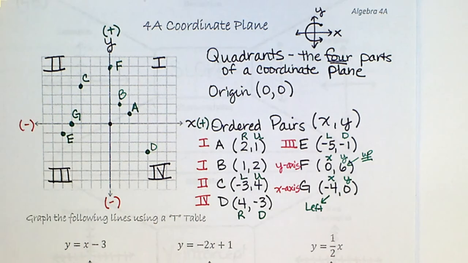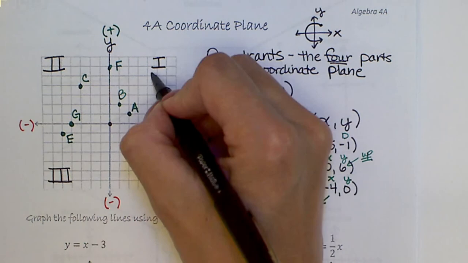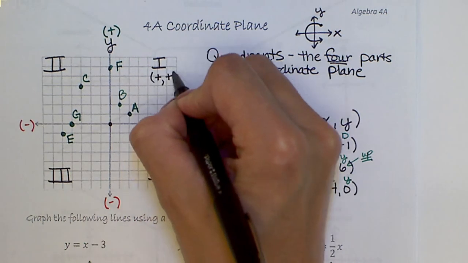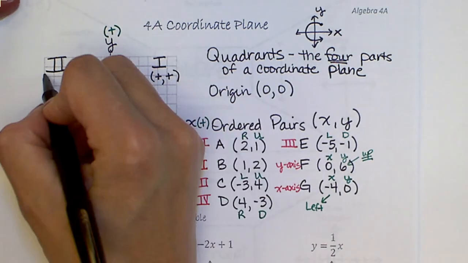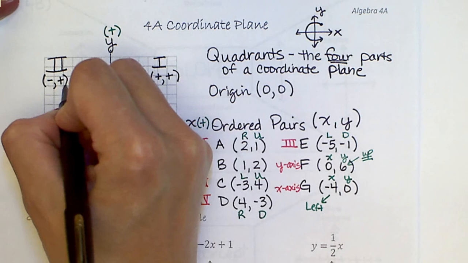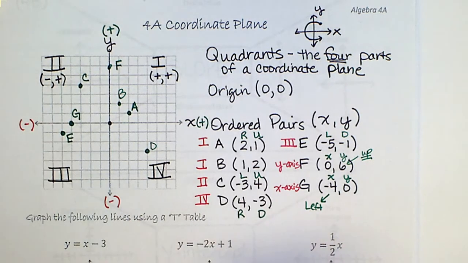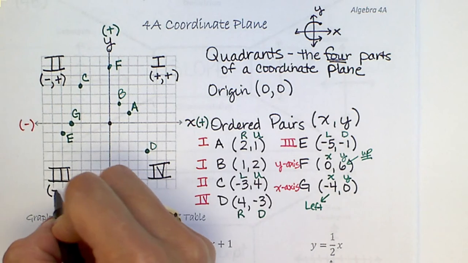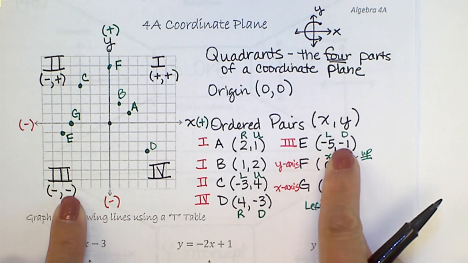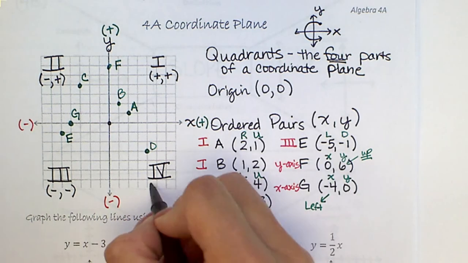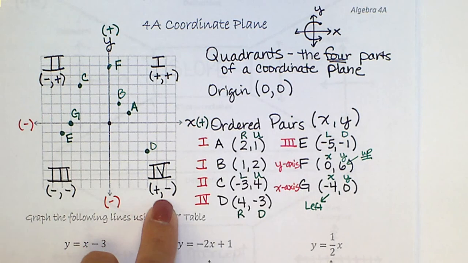Now, a few students will ask, how can they remember a few shortcuts? So quadrant 1, your numbers are always going to be positive and positive because you're going to move right and move up. In quadrant 2, you're going to move left and then up. So your first number is negative, your second number is positive. In quadrant 3, you're going to go left and down. So like letter E, left and down. In quadrant 4, you're going to go positive and then down. So quadrant 4 is positive and then a negative.